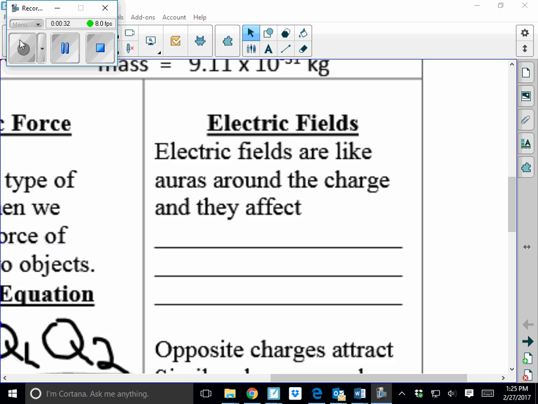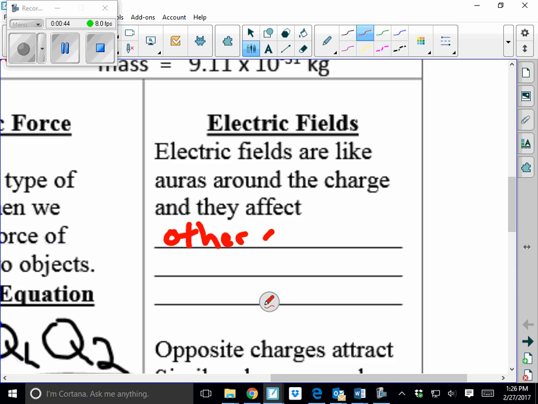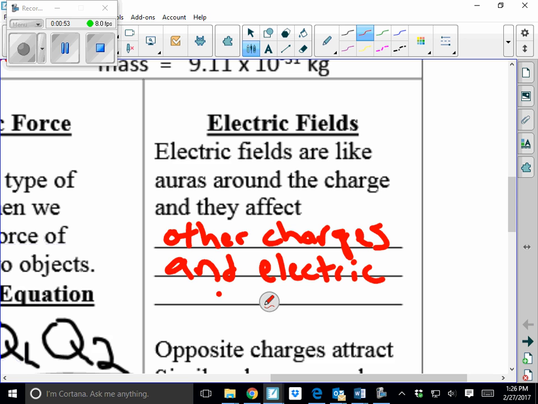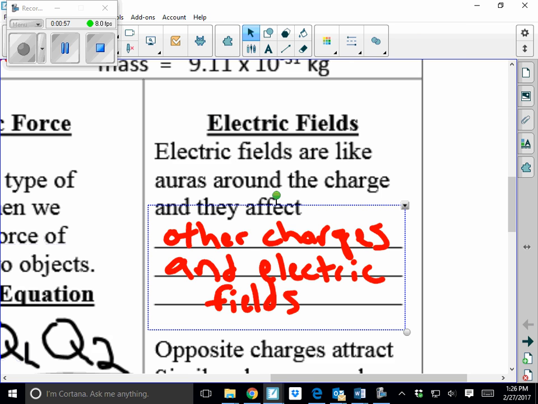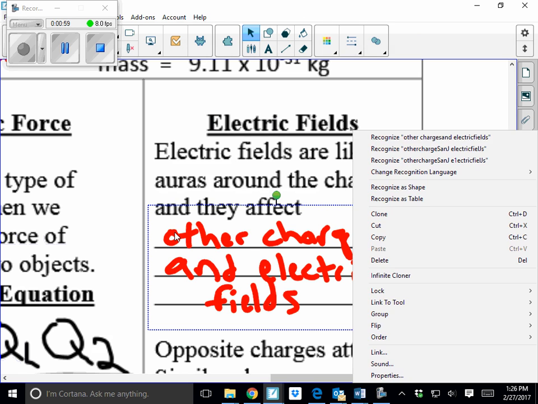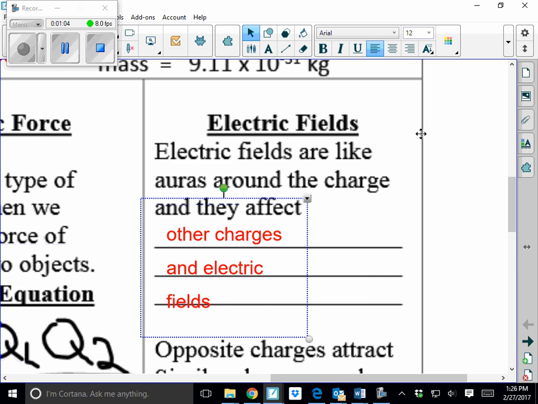Now, around each of these electrons and protons are these electric fields. Electric fields are like auras around the charge, and they affect other charges in electric fields. So other charges and electric fields. We already talked about this in class, but this will get it into your notes.